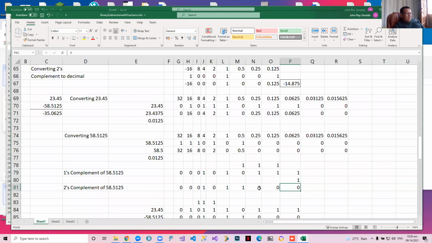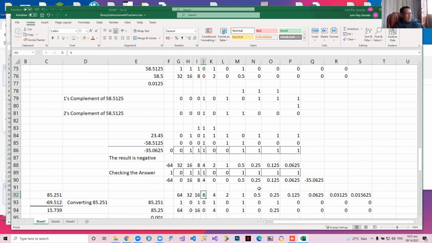We add 1. The 1 plus 1 is 0. Carry 1. 1 plus 1 is 0. Carry 1. 1 plus 1 is 0. Carry 1. And 1 plus 0 is 1. So we'll just copy the rest. And then we add them together. Okay. This and 1 plus 0.